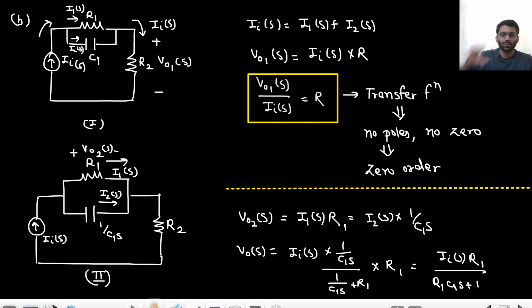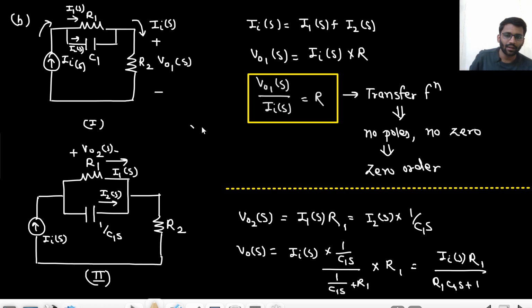If you are taking the output across R2 resistance, your order was 0. If you are taking the output across R1 resistance, your order was first. So sometimes even I have seen teachers saying that order of the circuit is first order. No meaning, nothing like that. It can change with respect to output, with respect to voltage and current as well. Like if I am taking I0S as my output, it can change as well. Although in this case it will not change, but we will see examples where it will change.